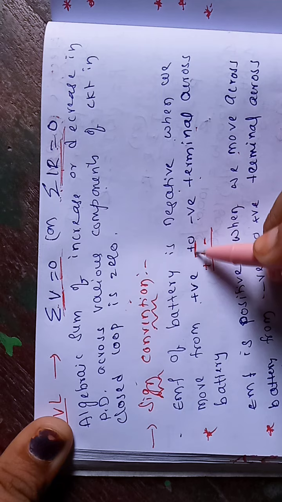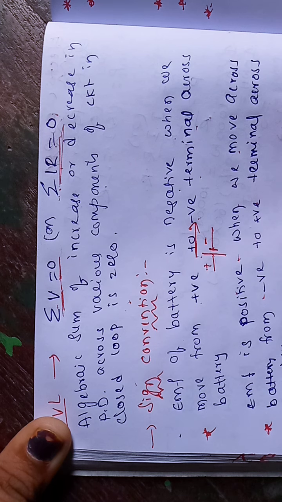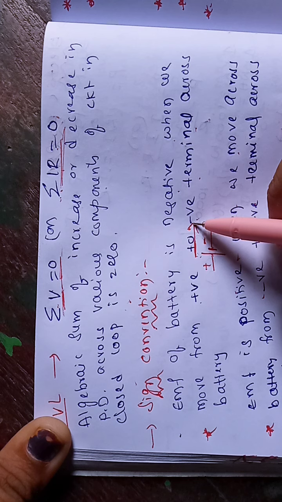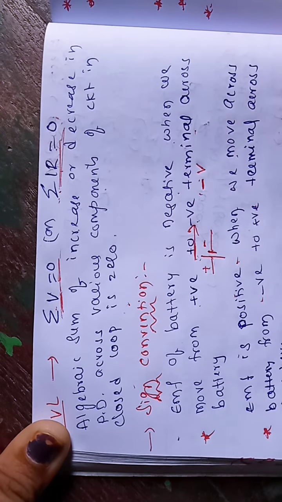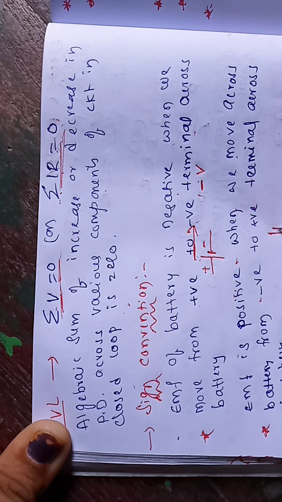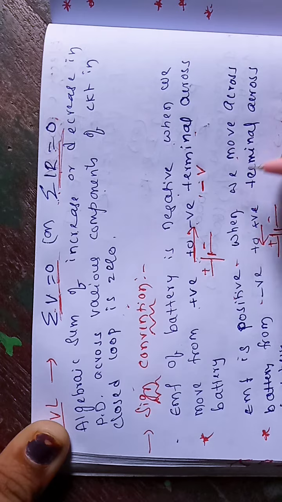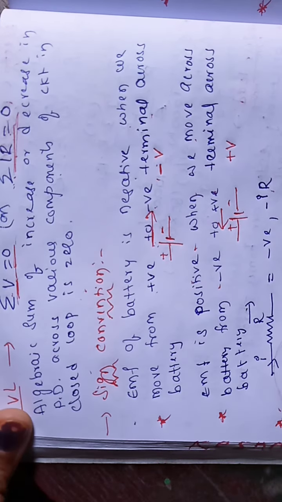Now let us think that we are moving from the positive to the negative terminal. When we move from the positive to the negative terminal, we take the EMF of the battery with a negative sign. If we move from the negative to the positive terminal, we take the EMF with a positive sign, plus V.